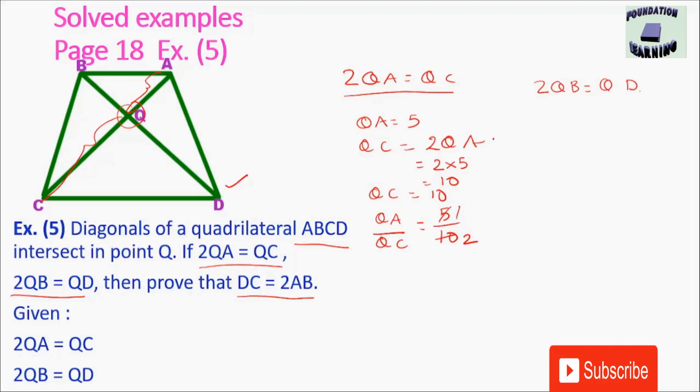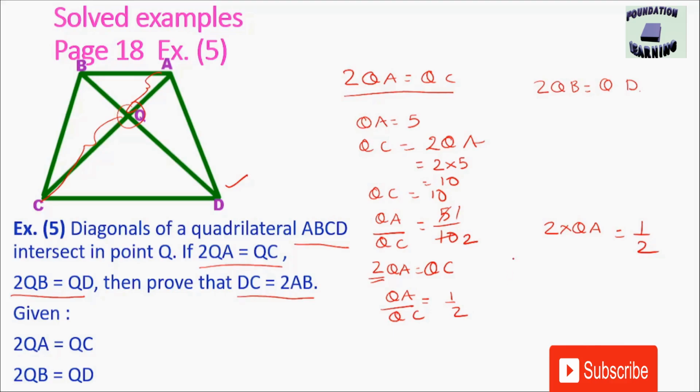Or we can cross multiply and bring QC to this side. 2QA is equal to QC. When we cross multiply only the alphabets, it will come as QA upon QC. When you bring the 2, which is multiplication, to the right hand side, it will come below, 1 upon 2. So you have QA upon QC is equal to 1 upon 2.